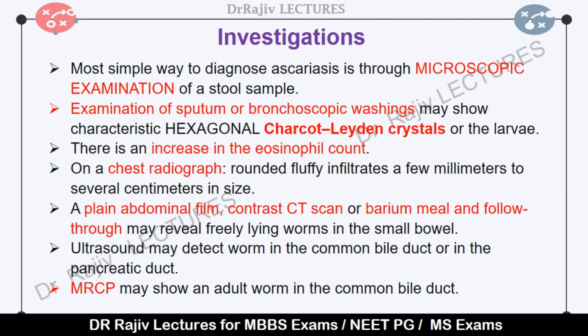Chest radiograph may reveal evidence of eosinophilic pneumonitis or Loeffler syndrome. There are rounded fluffy infiltrates a few millimeters to several centimeters in size. On a plain abdominal film or a contrast CT scan, and also on barium meal and follow-through, a ball of worms or freely living worms may be seen in the small bowel. A worm in the common bile duct or in the pancreatic duct may be seen on ultrasound. Magnetic resonance cholangiopancreatography, or MRCP, may detect an adult worm in the common bile duct in a patient presenting with features of obstructive jaundice.